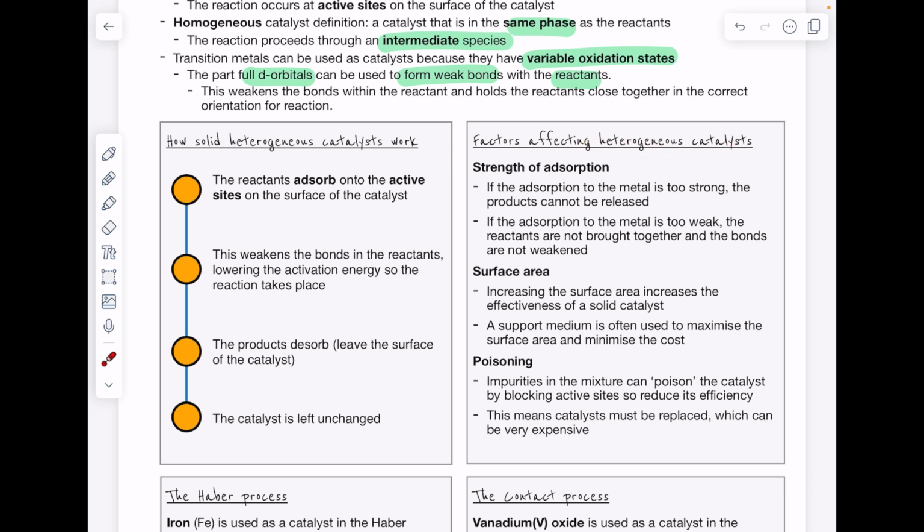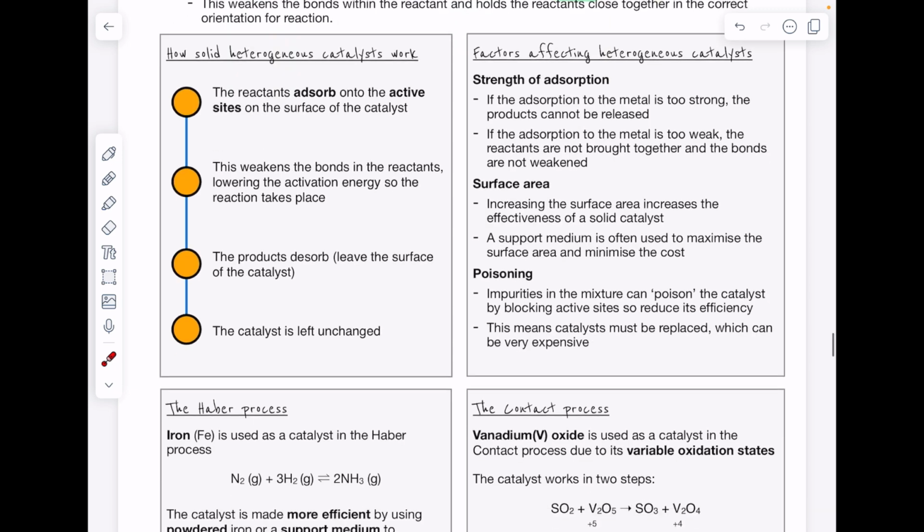What factors affect a heterogeneous catalyst? Well, first of all, the strength of that adsorption. If the adsorption to the metal is too strong, the products cannot be released. If the adsorption to the metal is too weak, the reactants are not brought together and the bonds are not weakened. Surface area is the second factor affecting heterogeneous catalysts. Increasing the surface area increases the effectiveness of a solid catalyst, and a support medium is often used in order to maximize the surface area and to minimize the cost.